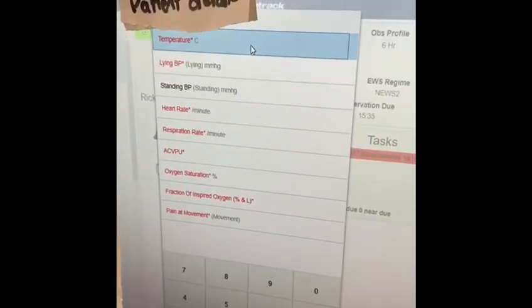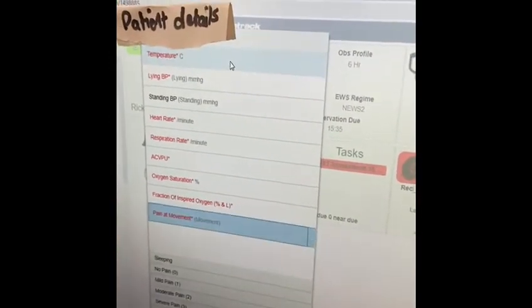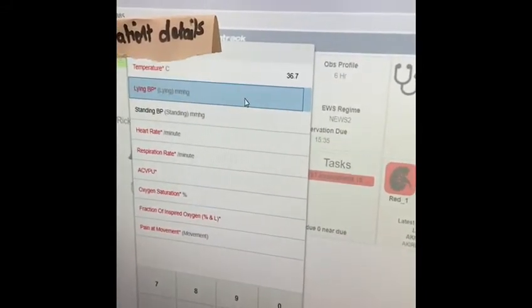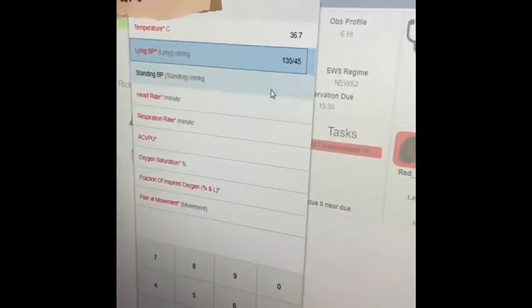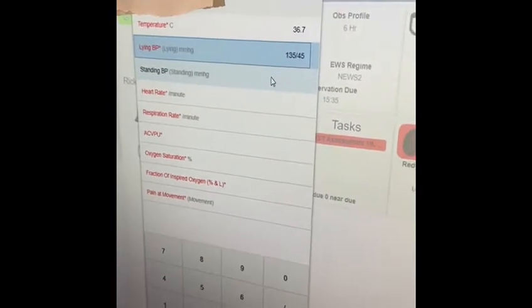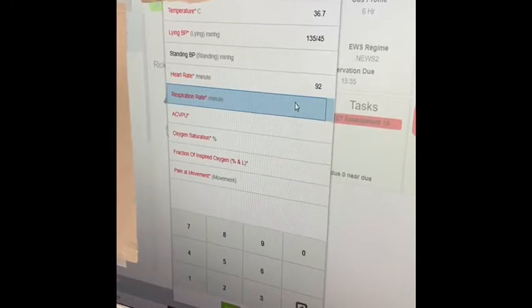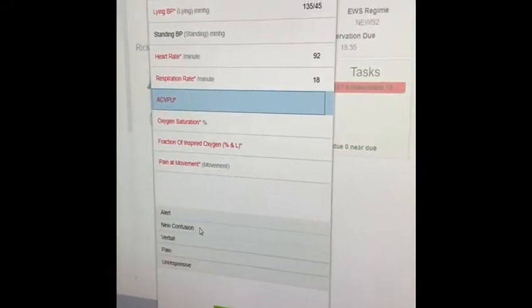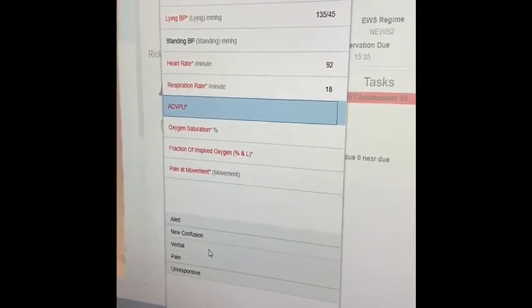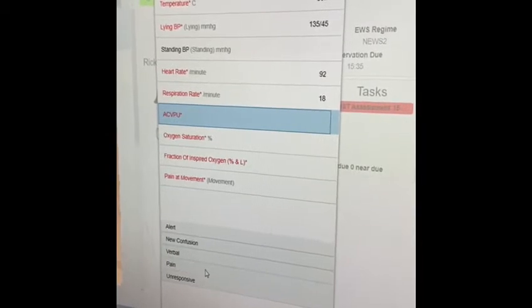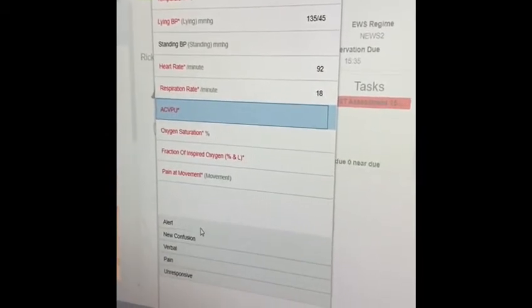So you'll enter your temperature. My patient's temperature is 36.7. Her lying blood pressure is 135/45. The standing blood pressure, obviously if you're doing a lying and standing, is where we input that underneath. Her heart rate was 92, her respiration rate was 18, and her AVPU: is she alert, does she have new confusion, verbal, is she responding to verbal conversation, is she responding to pain, or is she unresponsive? My patient is alert.